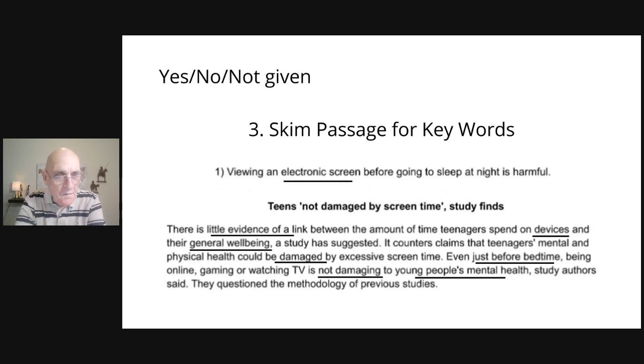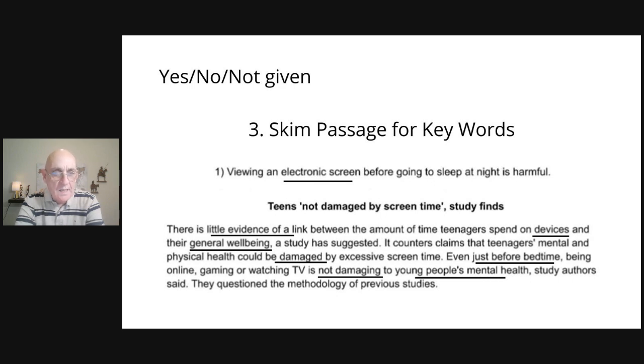So let's see. Viewing an electronic screen before going to sleep at night is harmful. This is a very clear point of view. Viewing an electronic screen is harmful. It's not maybe harmful. It's not might be harmful. It is harmful. And we can see right in the first sentence of our paragraph, there is little evidence of a link between the amount of time spent on devices and their general well-being. But that's not specific enough because it's before going to sleep.